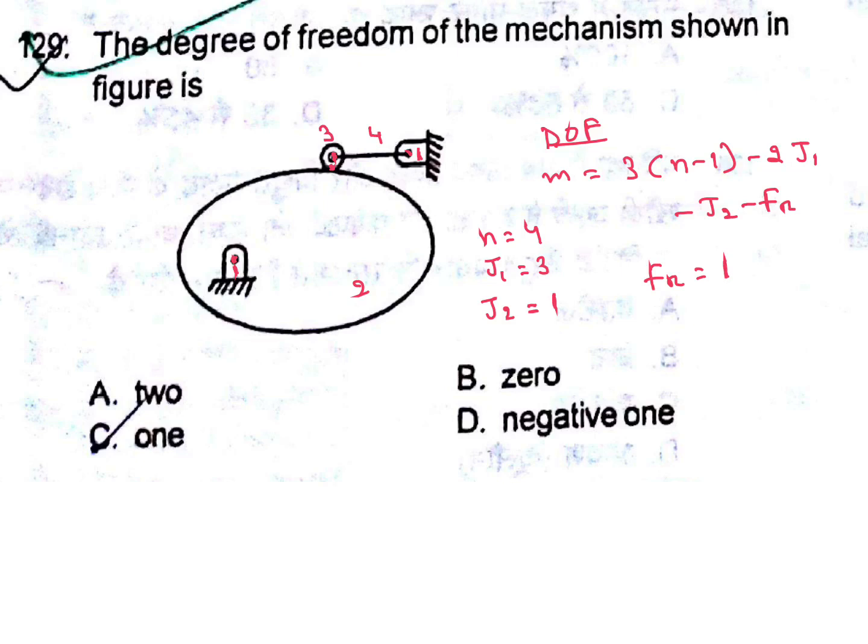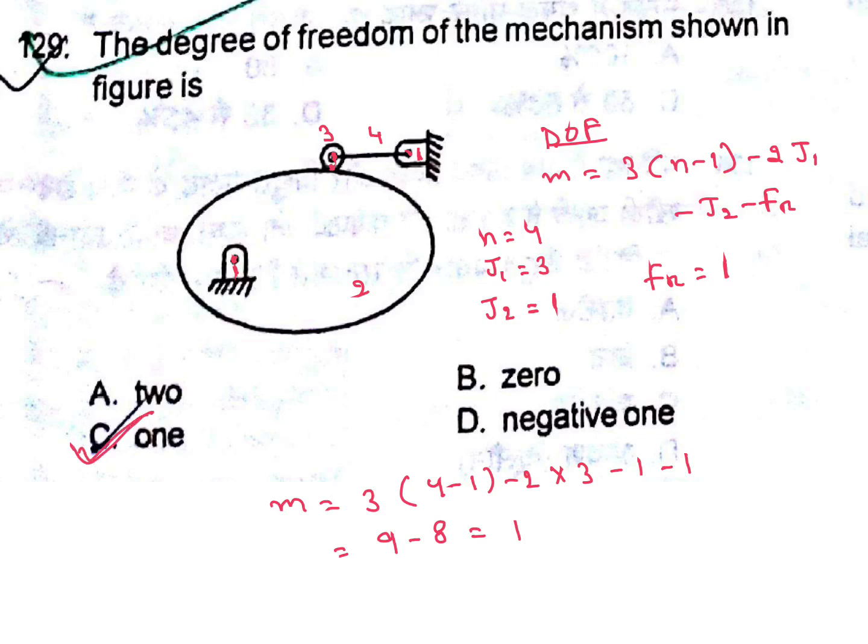Put the values: M equal to 3 into 4 minus 1, minus 2 into J1 which is 3, minus J2 which is 1, minus Fr which is 1. So 3 into 3 is 9, minus 6 plus 2, 8, minus 1. Degree of freedom is 1.